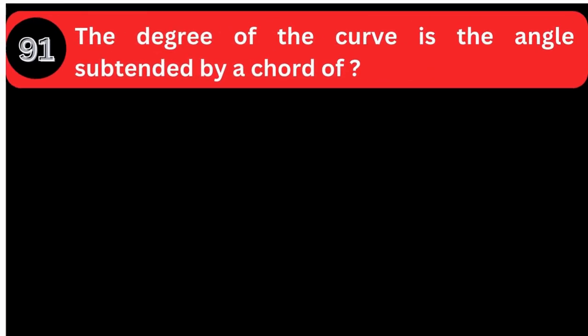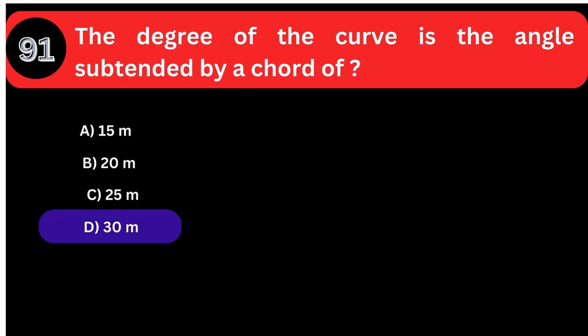The degree of the curve is the angle subtended by a chord of. Options: A. 15 meters. B. 20 meters. C. 25 meters. D. 30 meters. Answer: D. 30 meters.